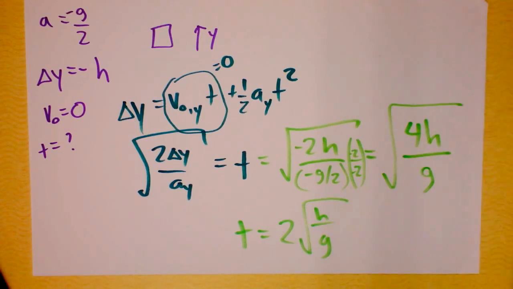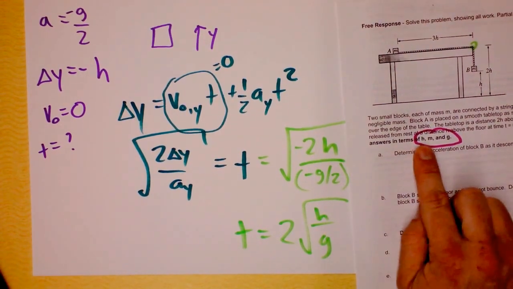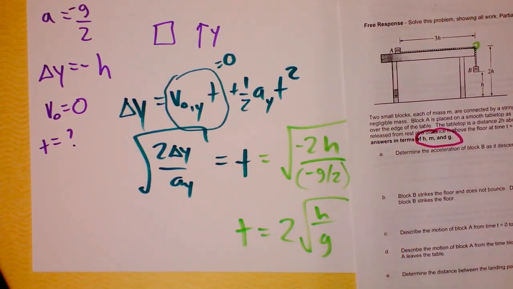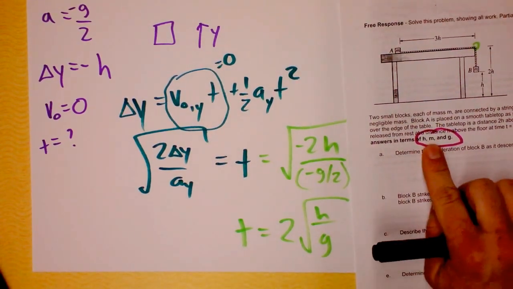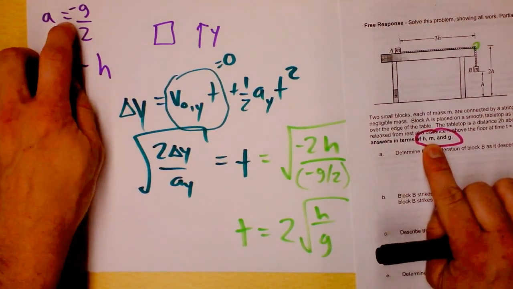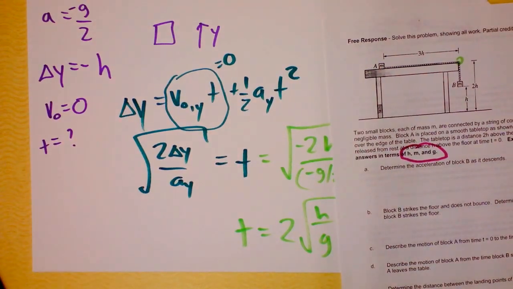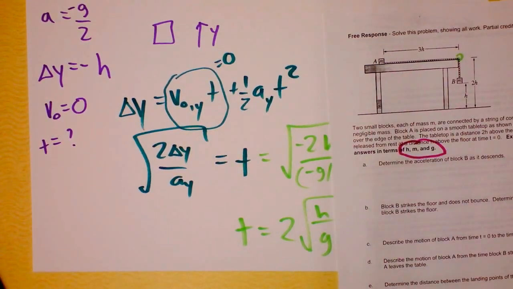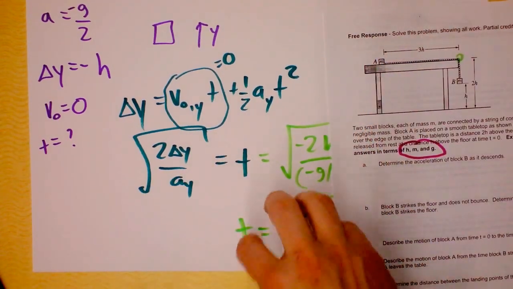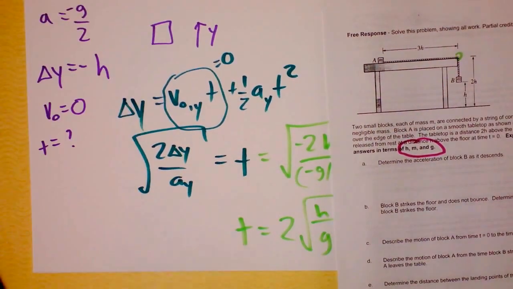Check it. Does it obey the rules? You have to only have h, m, and baby g, but there's t in it, but that's what we were solving for. This answer doesn't have m in it, and the other answer doesn't have m in it. So we're getting some cool symmetries from the fact that they're the same mass. Regardless of how much mass it is, they would always take this long to hit, and they would always have that acceleration of half baby g.